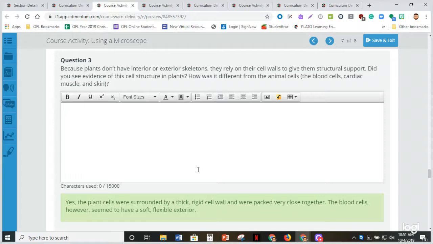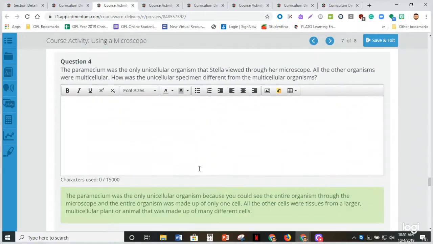Because plants don't have interior or exterior skeletons, they require the cell walls to give them structure. Did you see any evidence of the cell structure in the plants? How is it different than animal cells, blood cells, cardiac muscle cells, and skin cells? So again, give your best understanding, explain as much detail as you can about how the cell wall helps a plant cell versus how it's different than animal cells like blood cells, cardiac muscle cells, and skin cells. The main thing is you just try to explain as much as you can. Again, you can use a sample answer to check your answer. Do not copy it word for word, but you can use it to expand it.